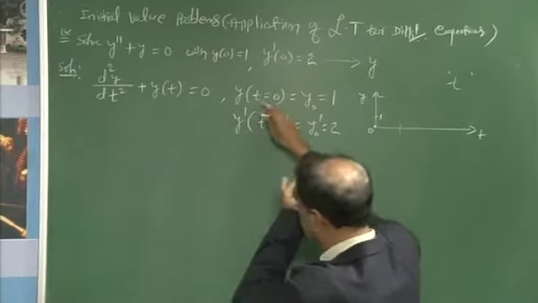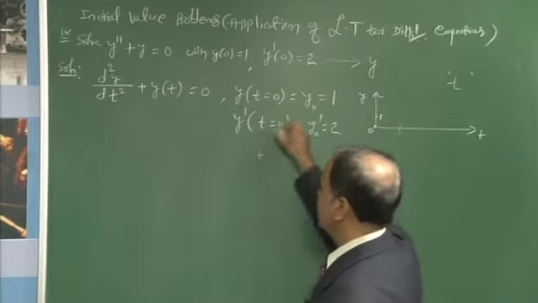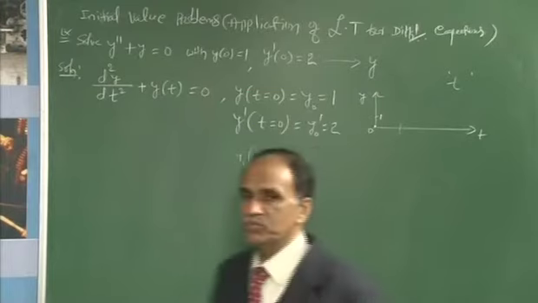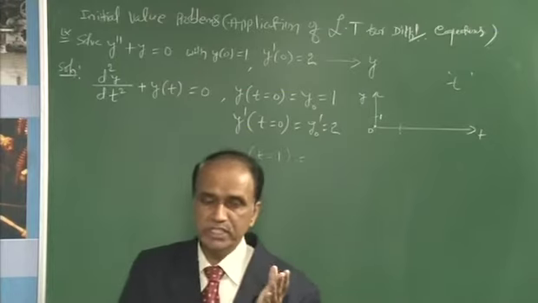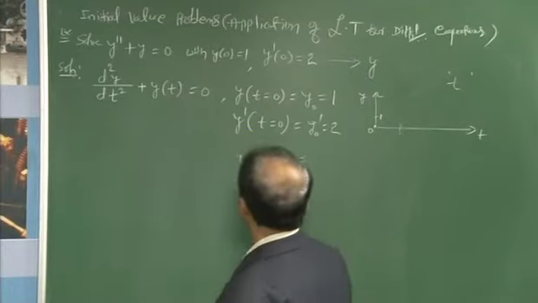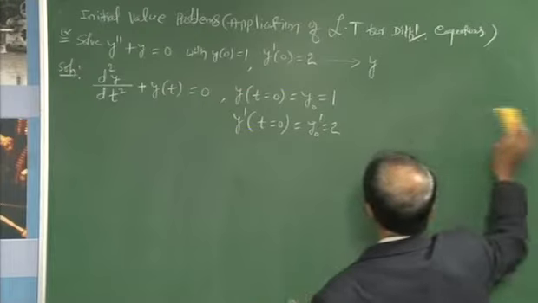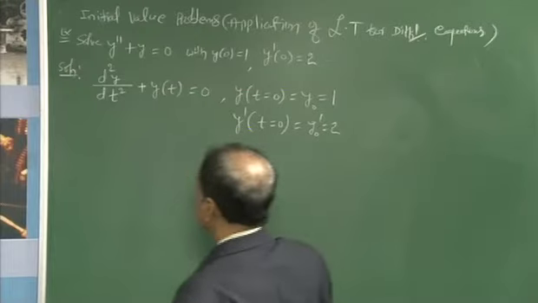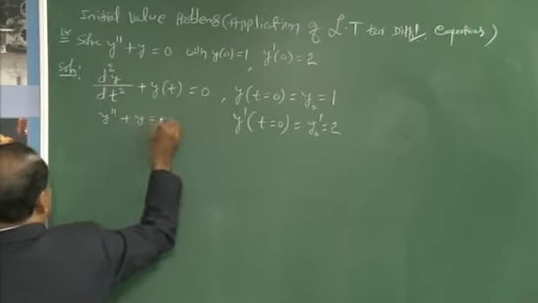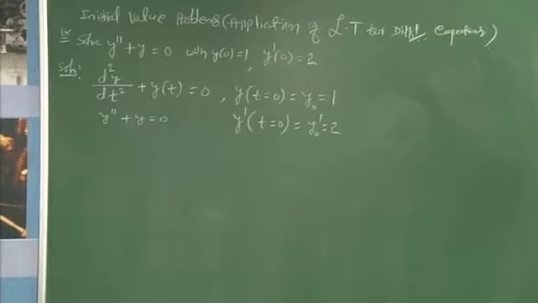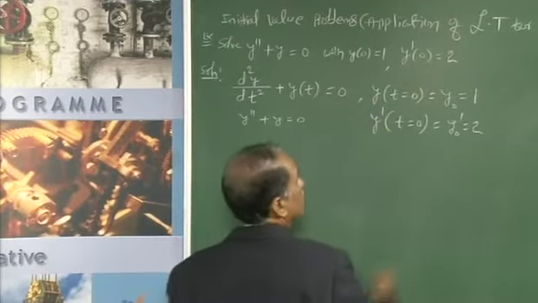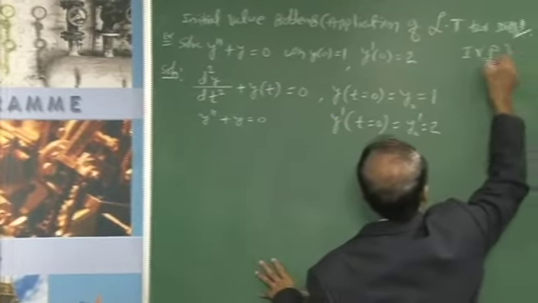And not only at t is equal to 0, but at another value of t, say for example t is equal to 1, y at t is equal to 1, then it becomes a boundary condition. So when we assign more than one value of the independent variable, that becomes the boundary condition. Therefore, initial conditions are written like this, and the short form of the notation is y double dash plus y equal to 0. Now we have to solve this differential equation, and we call this an IVP, that is initial value problem.